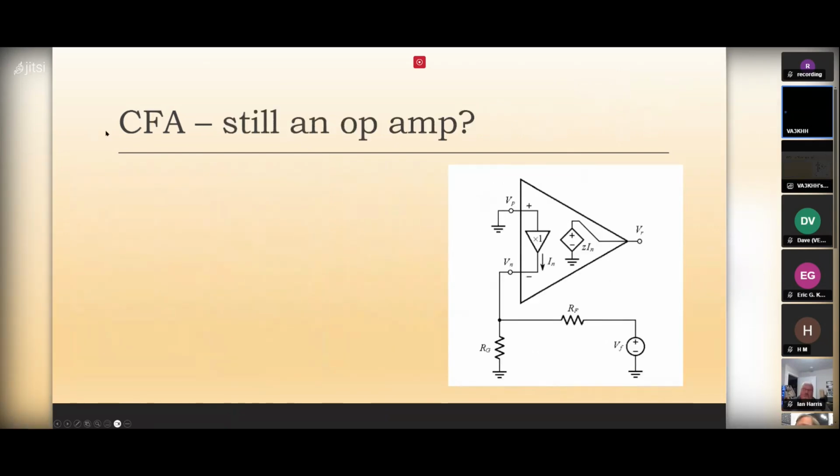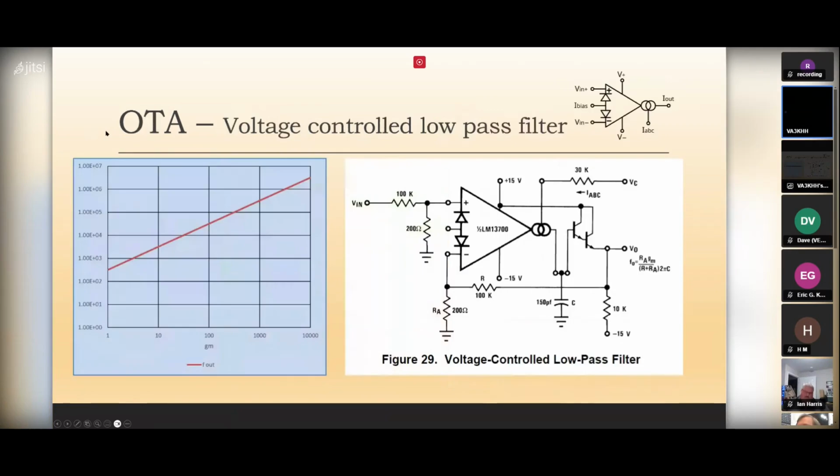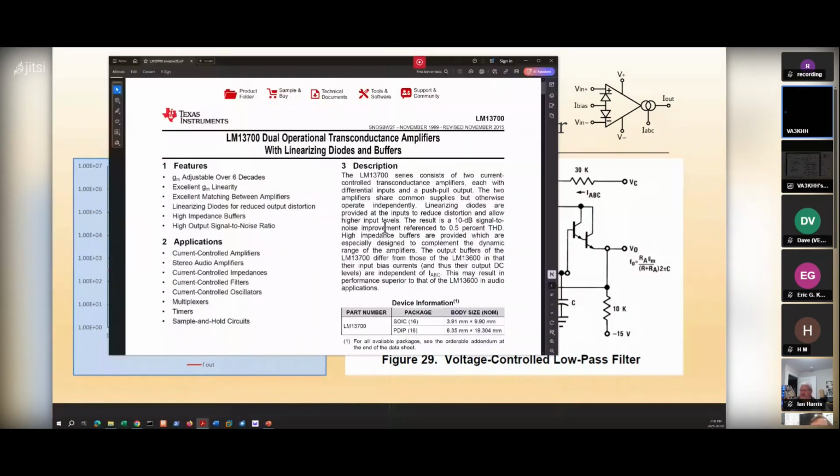Whoops. Sorry, I want to go back. Yeah. There is also, now I'm just going to get the data sheet here. Okay. So can everybody see the data sheet up there? Yes, we can. Okay.